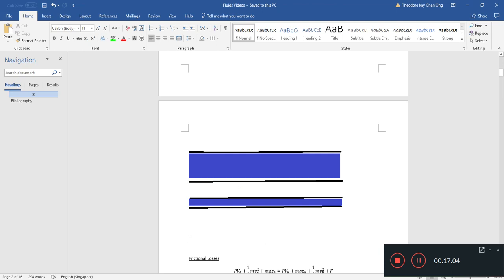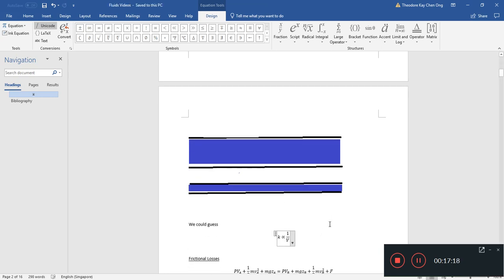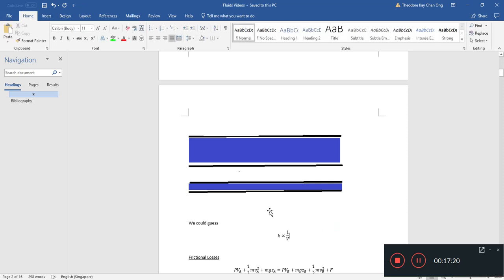So we could guess K is proportional to 1 by volume. And of course, when this pipe expands, the volume increases, so we expect the K to drop.